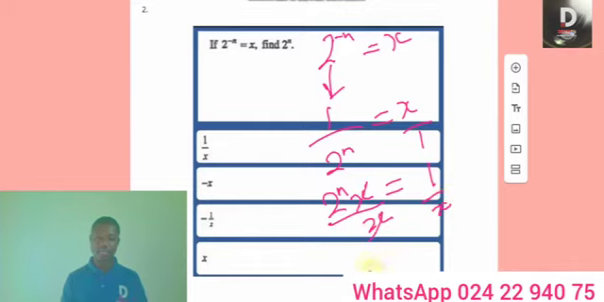x cancels x. Therefore, 2 to the power of n is equal to 1 over x. Option A is the correct answer.